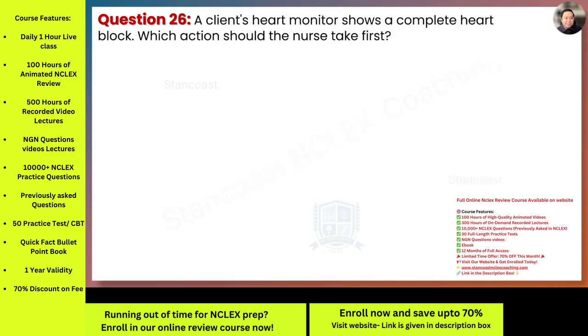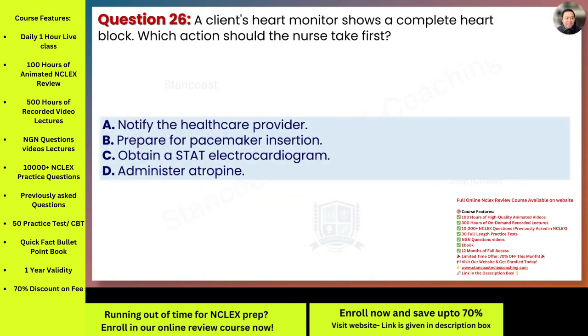A client's heart monitor shows a complete heart block. Which action should the nurse take first? Options: A, notify the healthcare provider. B, prepare for pacemaker insertion. C, obtain a stat ECG.